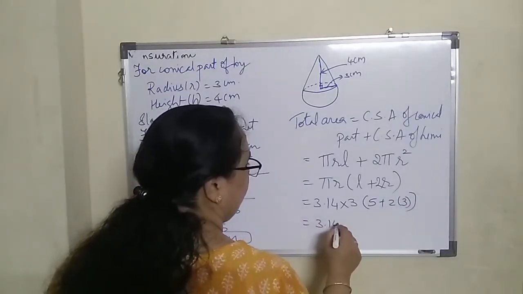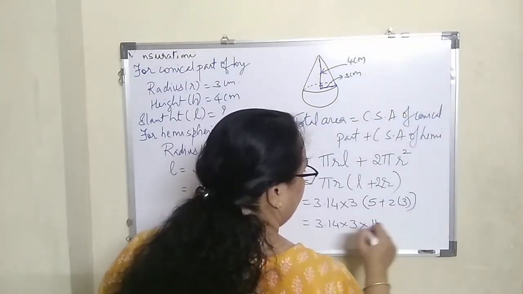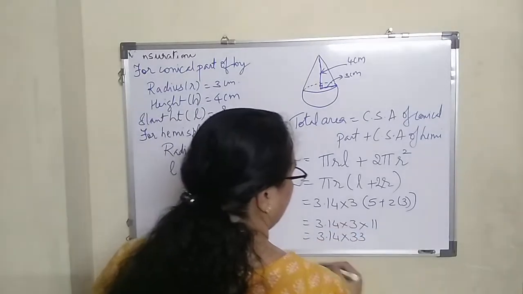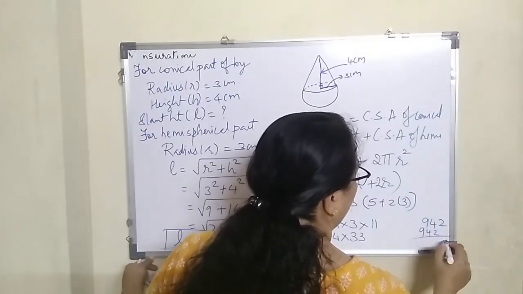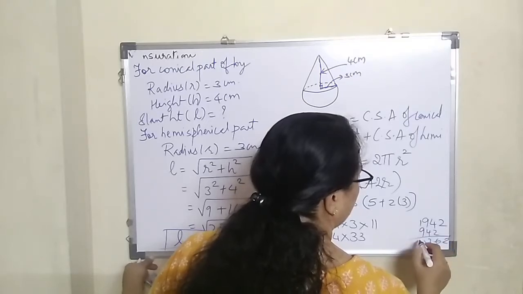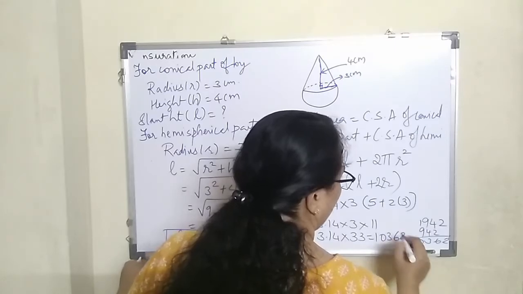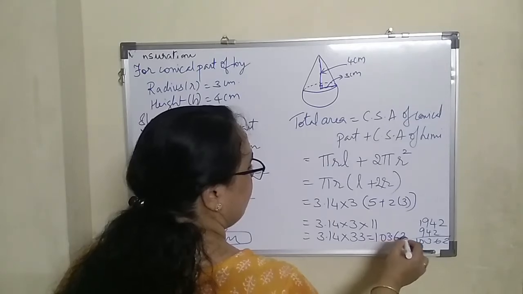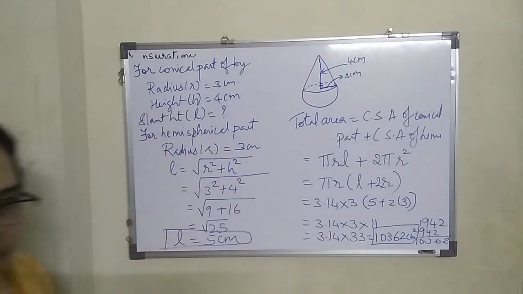What you get is 3.14 into 3 into what you have here, 5 plus 6 is 11. Oh, so 3.14 into 33. So we have 942, again 942, 2, 6. So you have 103.62, decimal after 2 places. This much centimeter square. Is that clear? So with that we finish the sum. That is the 10th sum.